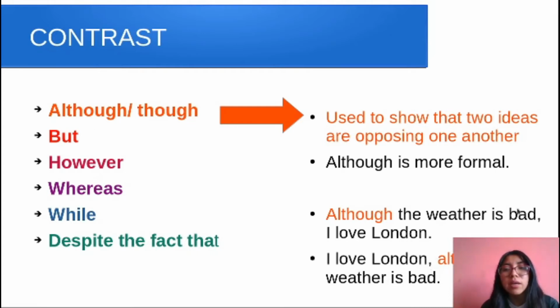comma. As I said before, you are going to use the contrast words in order to separate two ideas or two sentences. That is my first idea. Also, the weather is bad, my first idea. I love London, my second idea. What is the meaning of although? Aunque. The weather is bad, I love London. That is the opposite. We are showing the opposite of my ideas, okay?